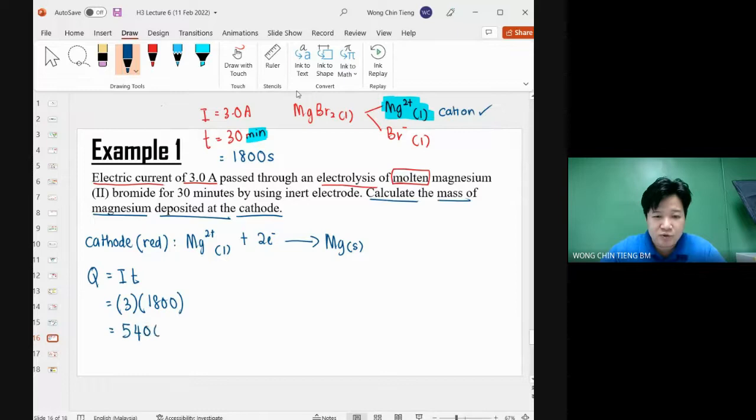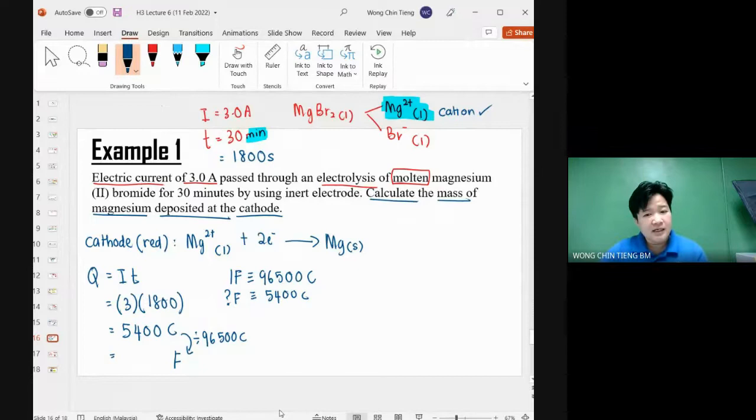Betul. Alright. And what I want to do next, saya nak tukar coulomb ni kepada Faraday. Saya nak tukar kepada berapa Faraday? Macam mana nak tukar? 1 Faraday bersamaan dengan 96500 coulomb. So daripada coulomb nak tukar Faraday, sangat senang. Bahagi 96500 coulomb. Okay? Nampak? Sebab kat sini saya ada 5,400 coulomb. How many? Faraday. So bahagi je lah. So kamu akan dapat Faradaynya. 5,400 coulomb tukar kepada Faraday. Kamu akan dapat 0.05596 Faraday. Yang ni yang kita nak guna. Alright? Yang ni yang kita nak guna. Okay. Dah?